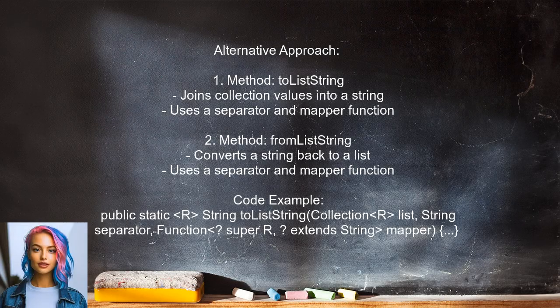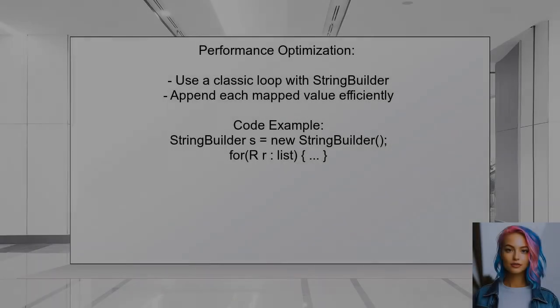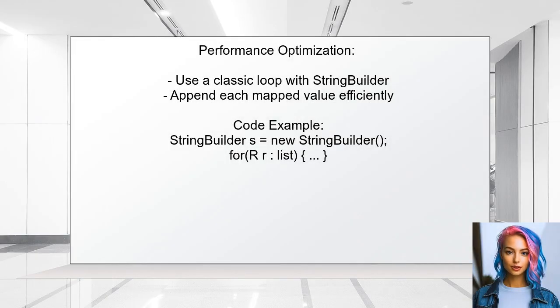An alternative solution provided by a user involves creating two utility methods. The first method, toListString, takes a collection and a separator, using a mapper function to convert each object to a string. It returns a single string of joined values. The second method, fromListString, does the opposite, converting a string back into a list of objects using a specified separator and mapper. For better performance, the user suggests using a classic loop approach instead of streams. This involves using a StringBuilder to append each mapped value, ensuring efficient string concatenation.